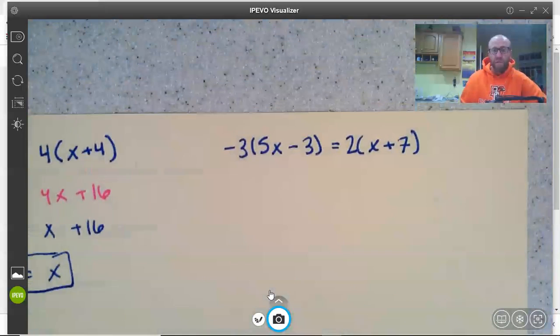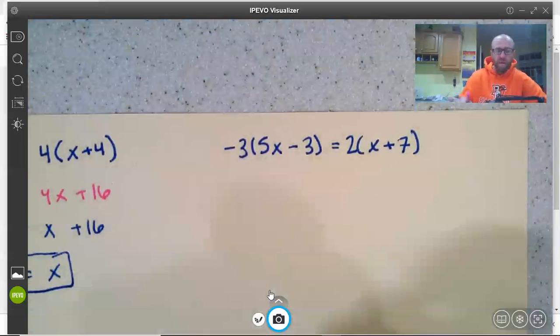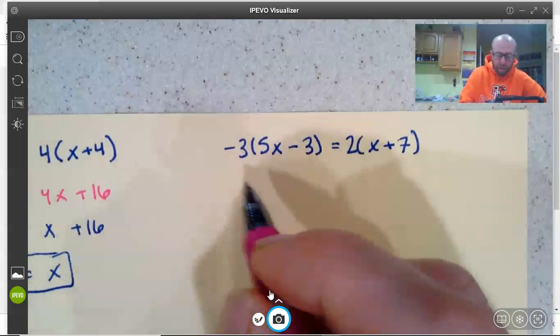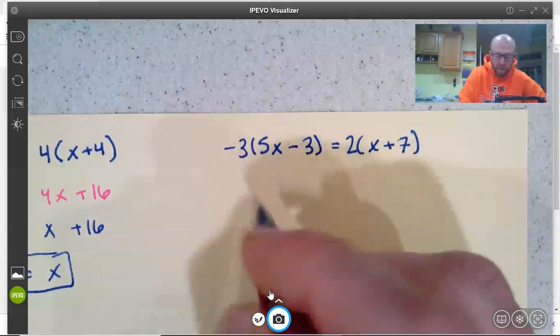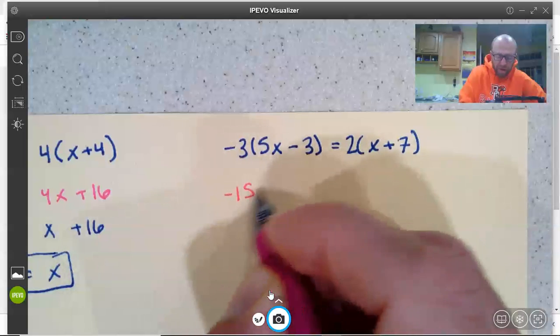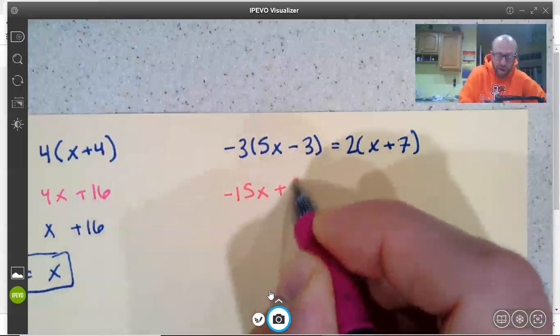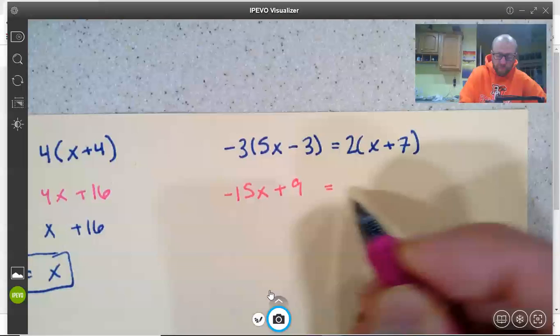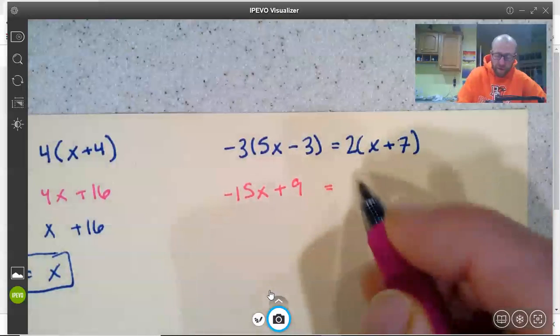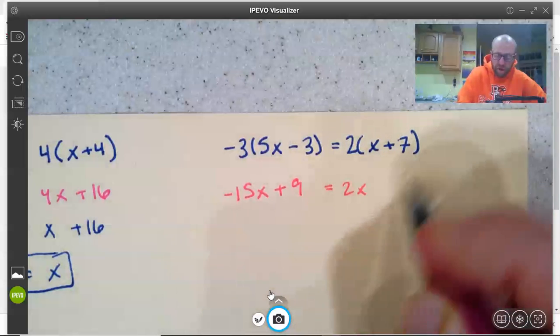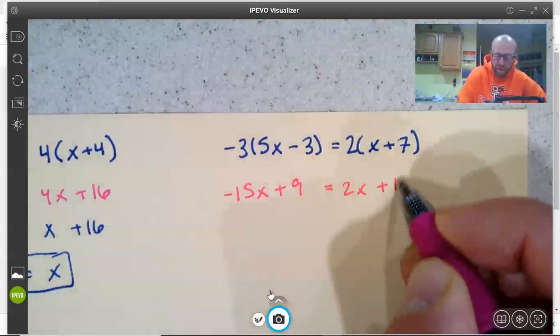Let's try another one. Here we have, let's see, well, same deal. I'm opening up my parentheses. Negative 3 times 5x is negative 15x. Negative 3 times negative 3 is a positive 9. Let's see, 2 times x is 2x, and 2 times 7 is 14.